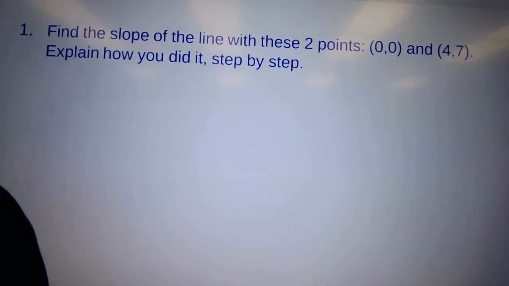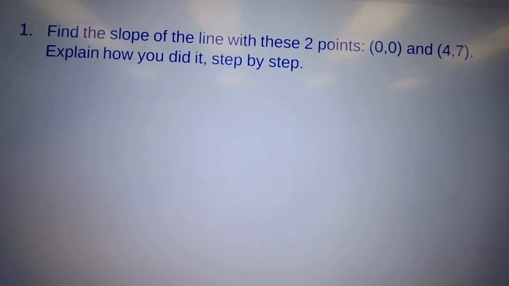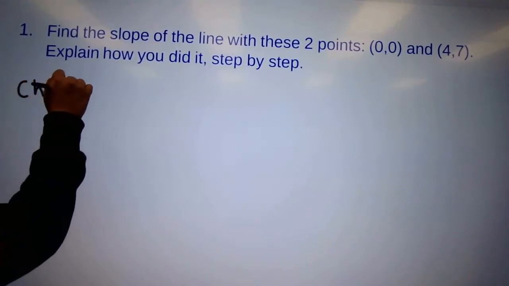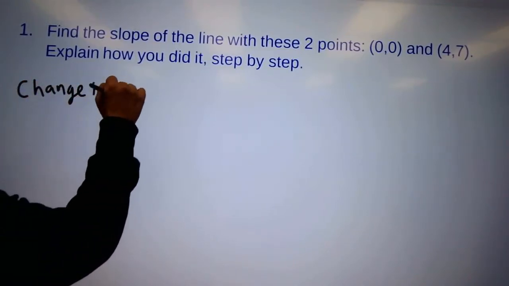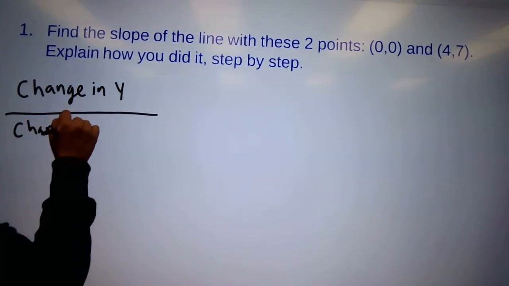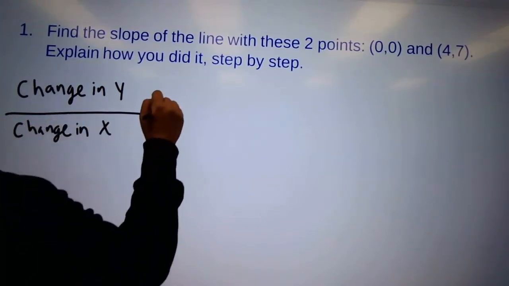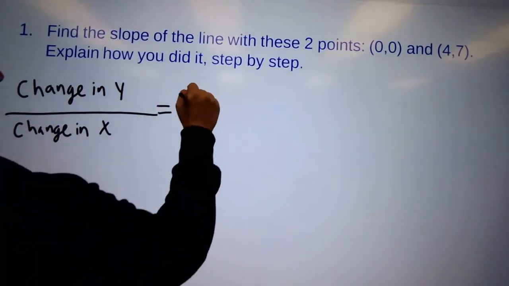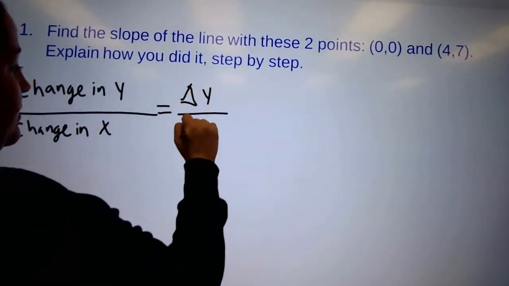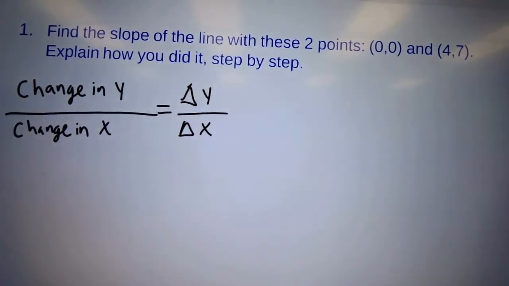Okay, so today's journal question has us find the slope of a line with these 2 points, (0, 0) and (4, 7). So first of all, when you have 2 points, you can use the two-point formula, which is the change in y over the change in x. And I also abbreviate that as triangle y over triangle x. And the triangle stands for change in.